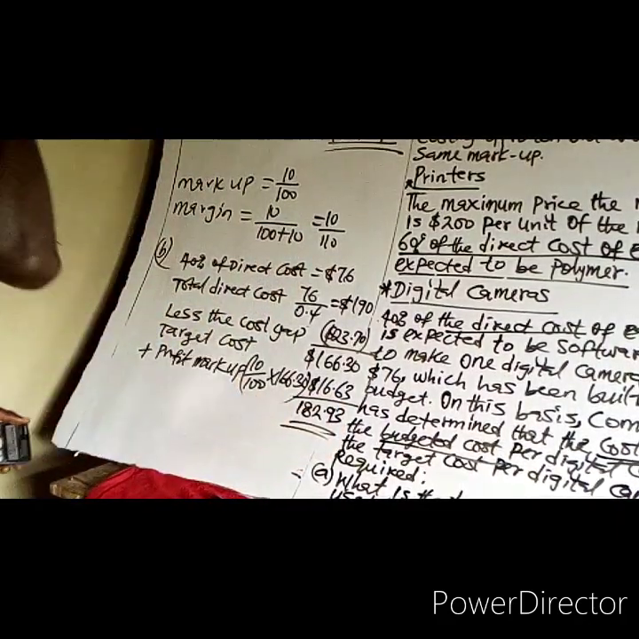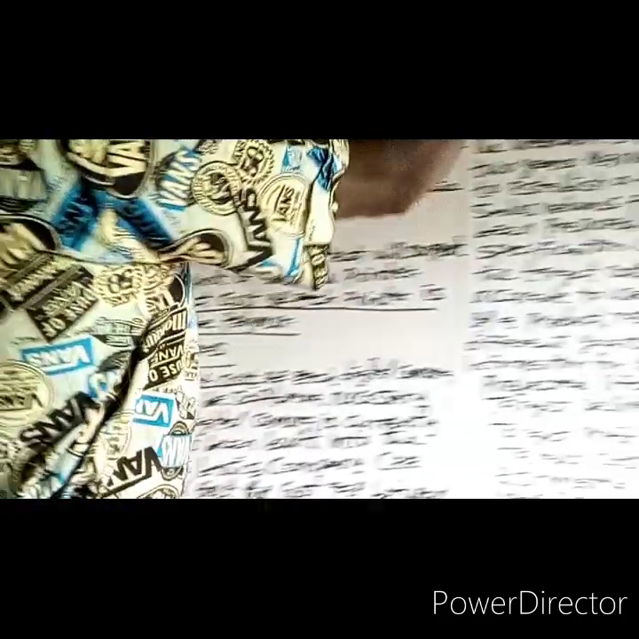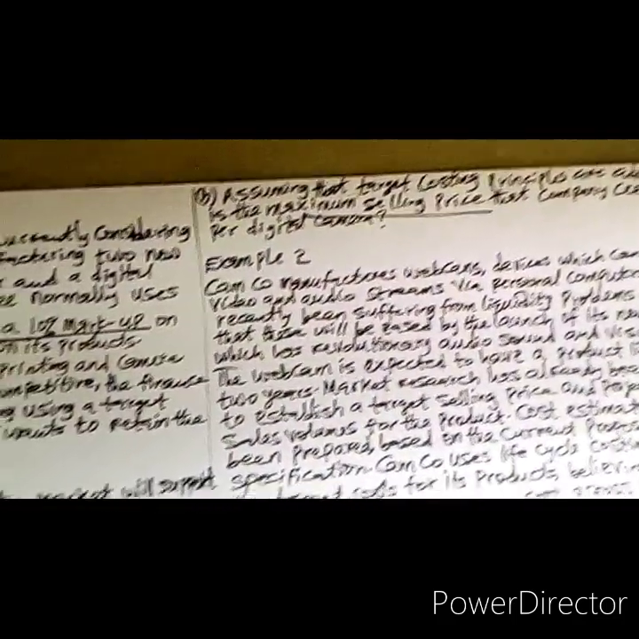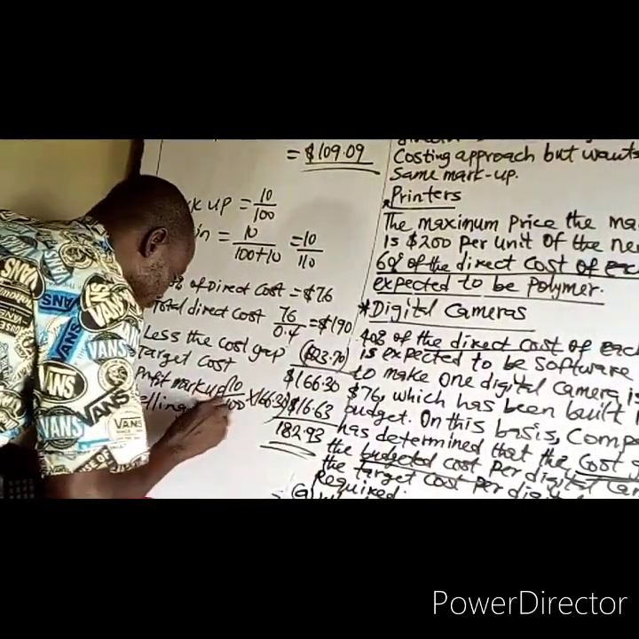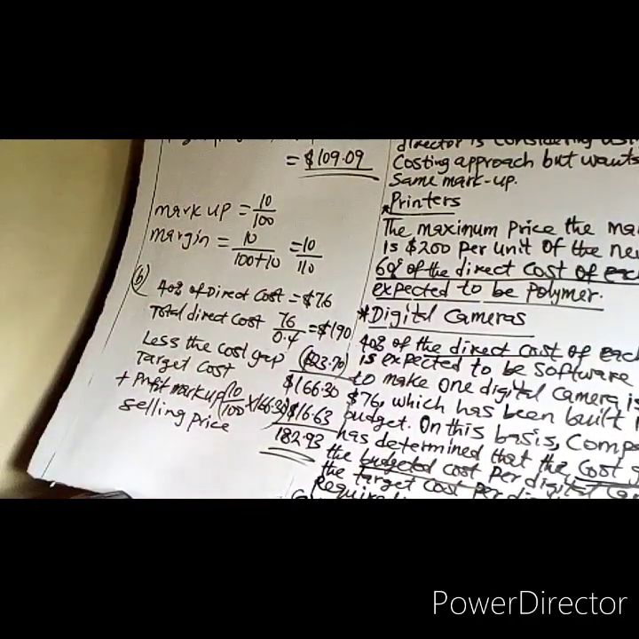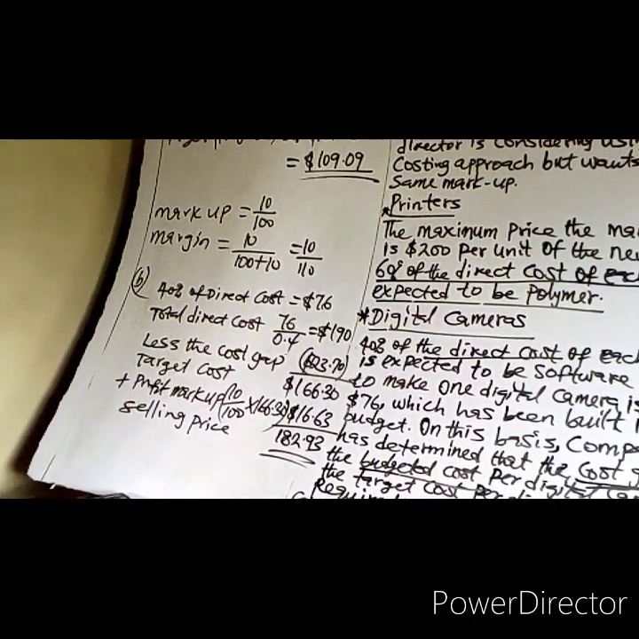That's the maximum selling price required. So that is the selling price. That is the solution to the first question.